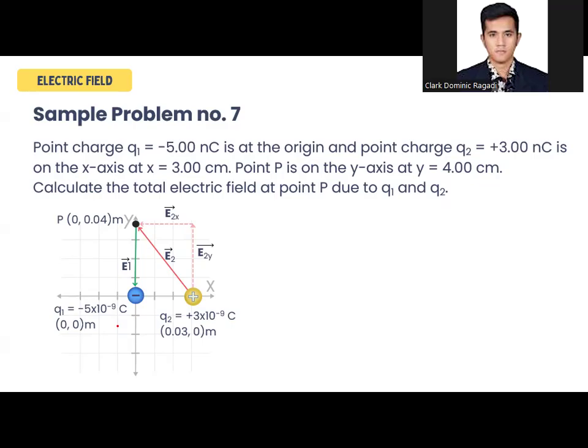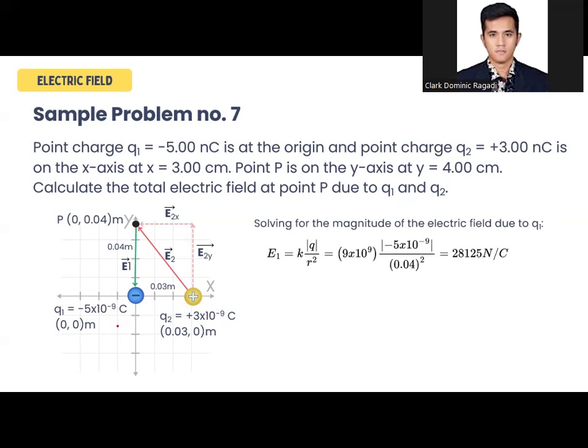Okay? So let's continue by solving for the magnitude of the electric field due to Q1. Due to Q1, let's just neglect first our Q2, so let's focus on Q1. Using our formula for electric field, E1 is equal to k times Q1 over r squared. So we input the values, and that would give us 28,125 newtons per coulomb. So that's the magnitude of our electric field.